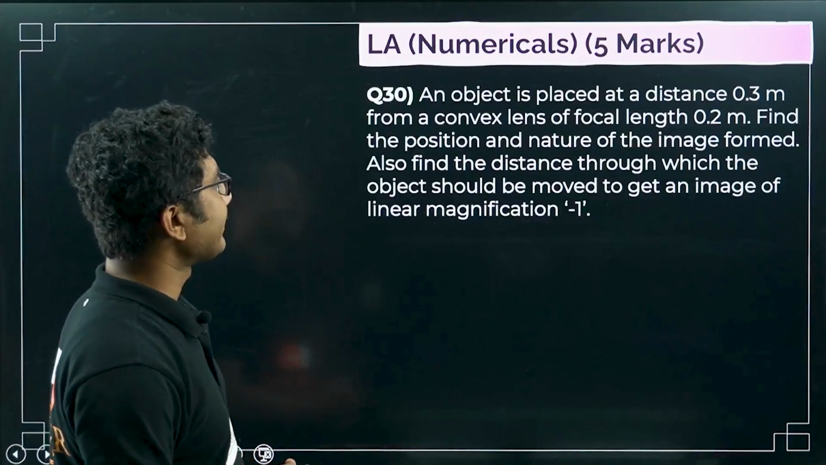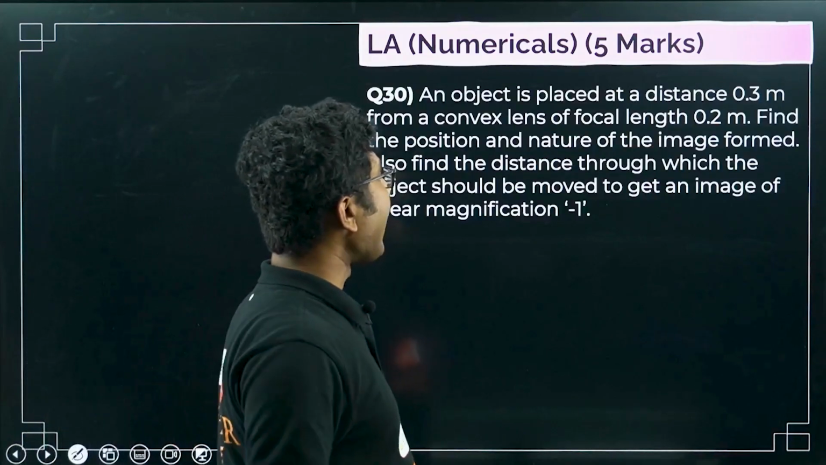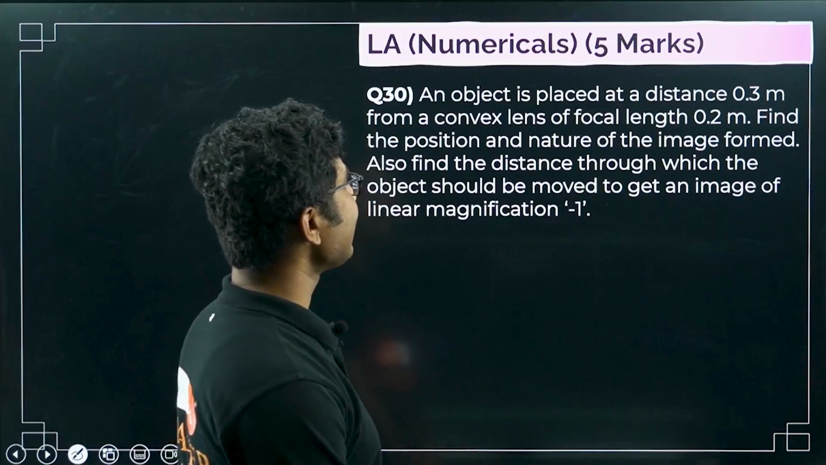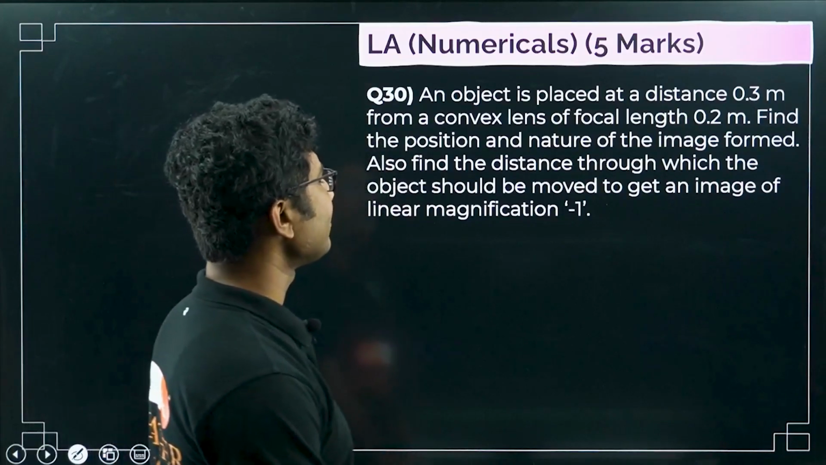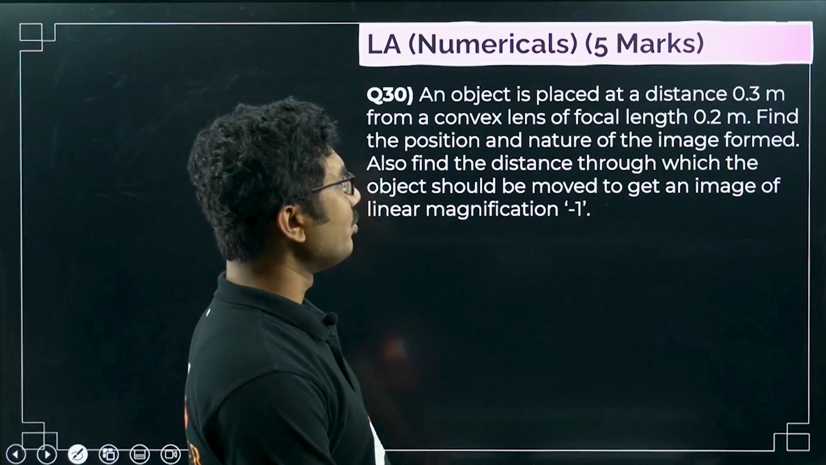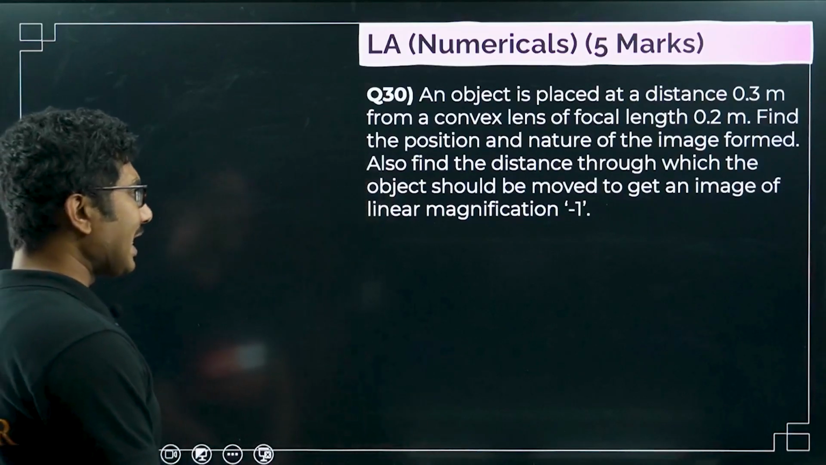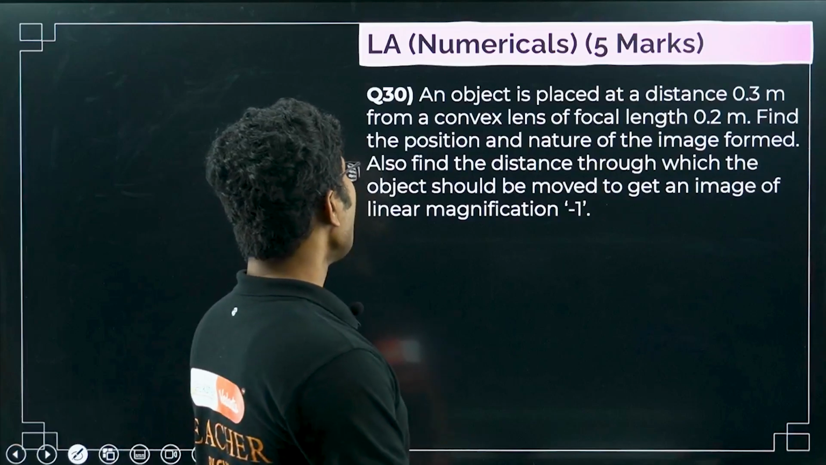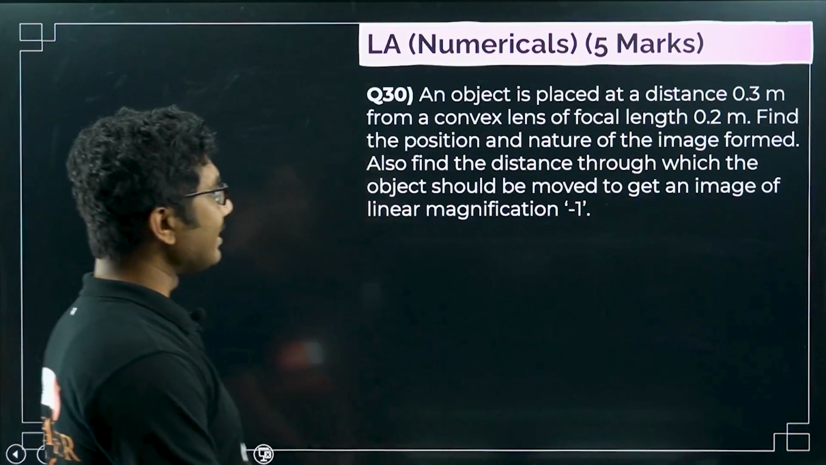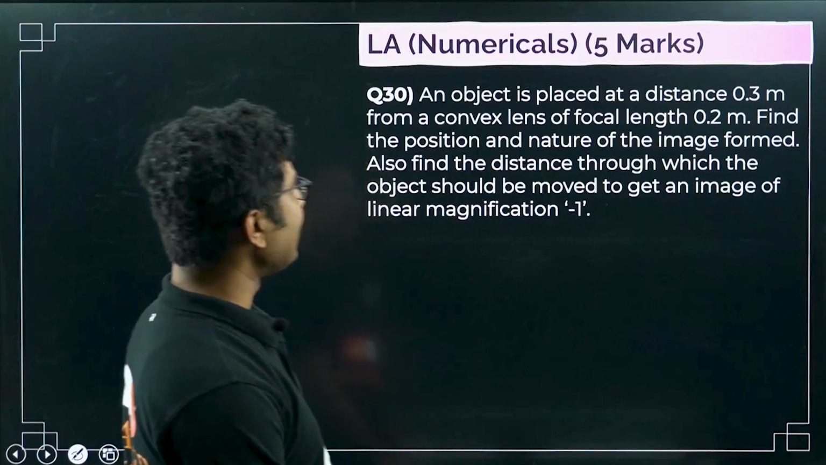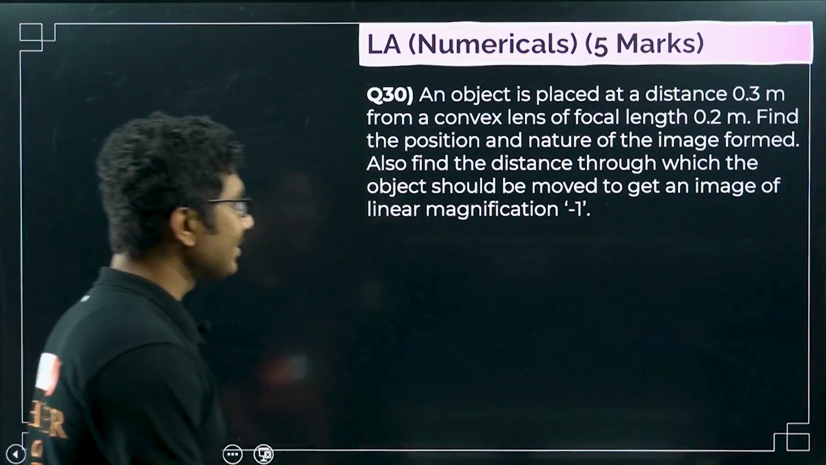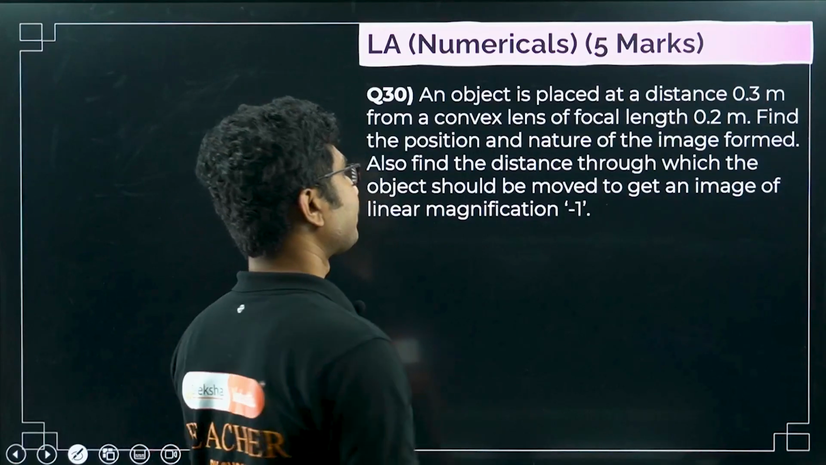Next, move on to the last problem. An object is placed at a distance of 0.3 meter from a convex lens of focal length 0.2 meter. Find the position and the nature of the image formed. Also find the distance through which the object would be moved to get an image of linear magnification -1.